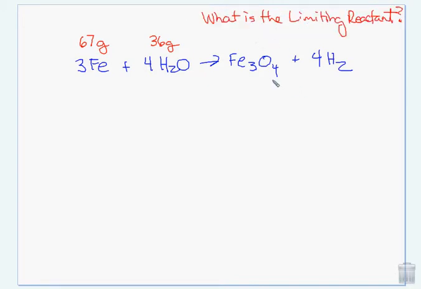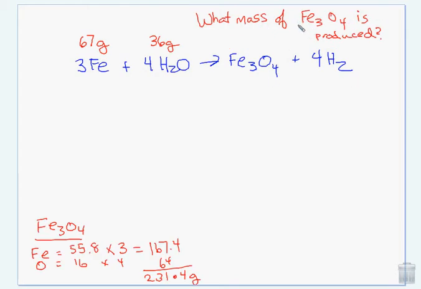So we need to start off with the limiting reactant. We're given grams of each of the reactants. Remember, these over here are called reactants, and on the right side over here, products. Now, because question number 2 is finding the mass of Fe3O4, we're given grams of both reactants.